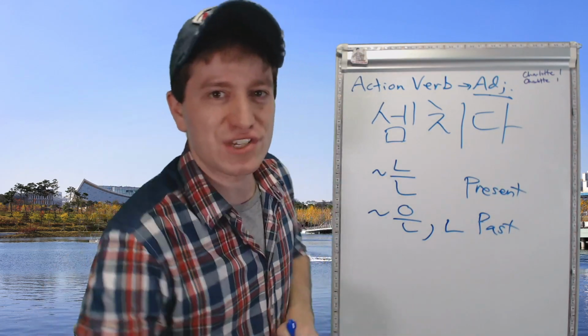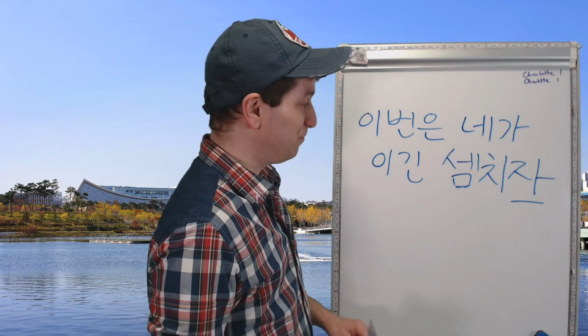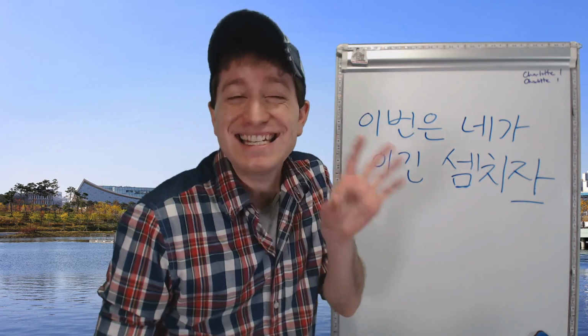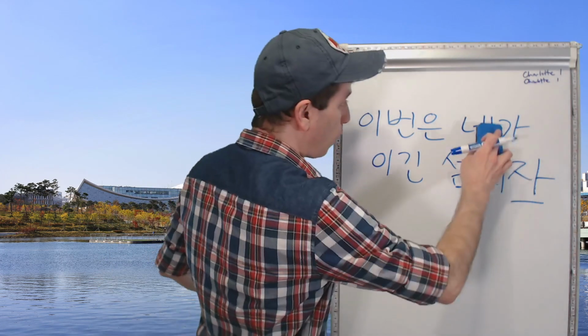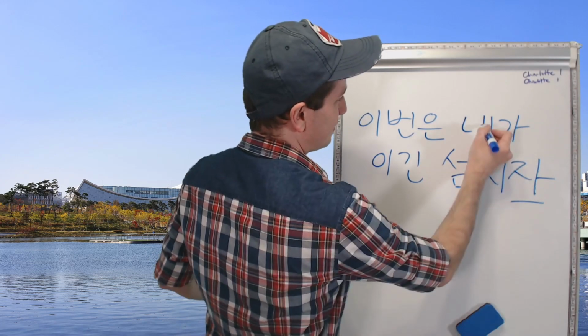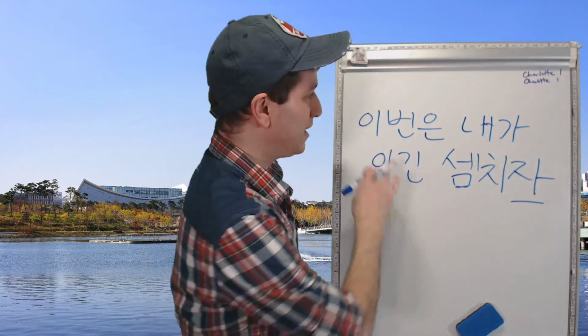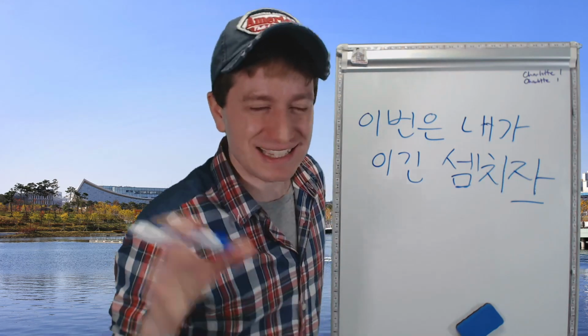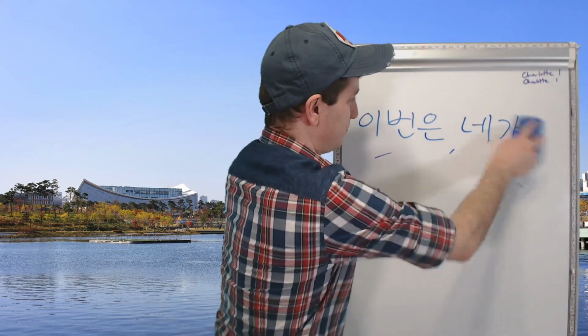Let's do our first example sentence. 이번은 네가 이긴 셈치다. Let's assume you won this time. Or, more naturally, okay, let's just say you won this time. Or, if you want, you could say, let's just assume that I won. 이번은 내가 이긴 셈치다. Let's just assume that I won. Let's just accept that, okay?